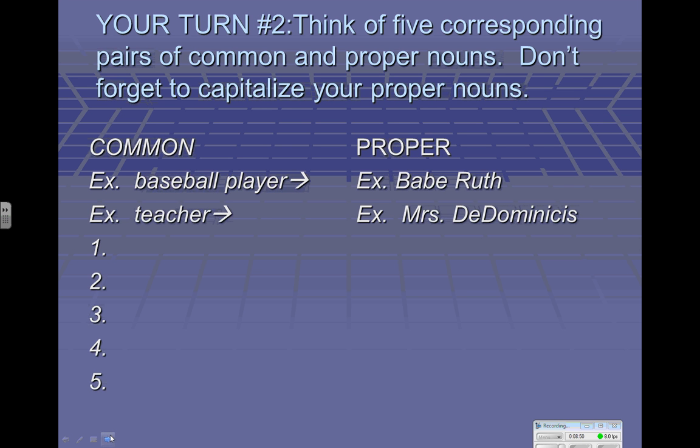So you can see the examples here, baseball player, could be Babe Ruth, teacher, Miss or Mrs. Notice again, proper nouns are all capitalized. You can take a second and pause this and see what you can come up with.